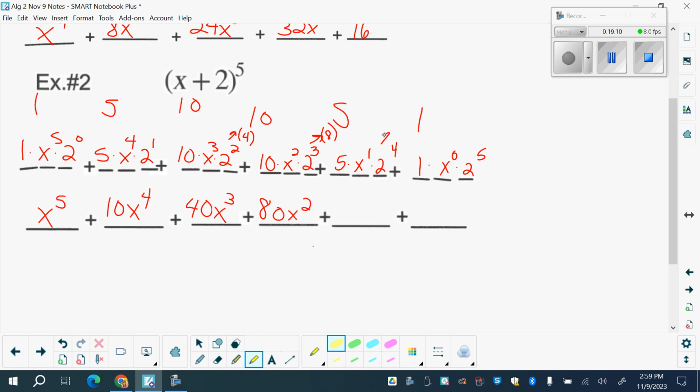What's 2 to the 4th? 2 to the 4th is 2 times 2 times 2 times 2. 16. 5 times 16? 80, x. So calculator's nice, but calculator on these is really good. And then 2 to the 5th is 32. So my last number is going to be 32. Questions on that before I do my last example? I know a lot of talking, but I have to get you to discover it.